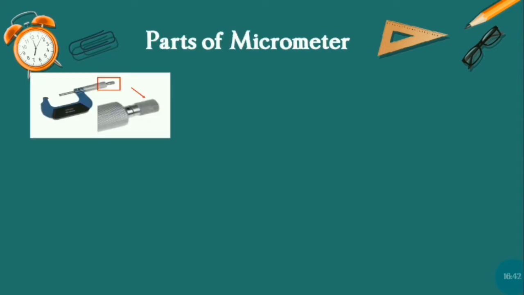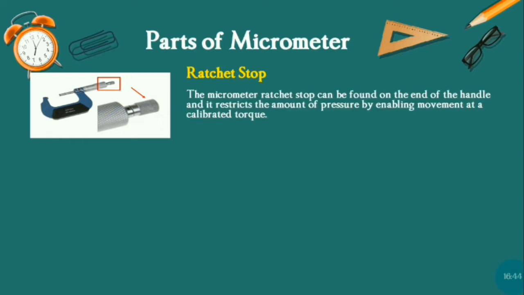Parts of the micrometer. Ratchet stop. The micrometer ratchet stop can be found on the end of the handle, and it restricts the amount of pressure by enabling movement at a calibrated torque. It's a knurled thumb grip to rotate the spindle in the desired direction for the measuring process, provided with ratchet action to avoid over-tightening of the micrometer across the measuring object and also ensure equal pressure force for each measurement.